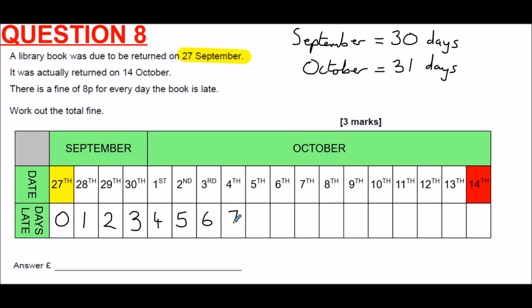So we can just build it up like this. I'm not saying you should necessarily take the time to draw a perfectly neat table in your exam, but you can do a very rough version if it helps you to work out how many days the book was late. And what you should come to eventually is that the book was 17 days late.